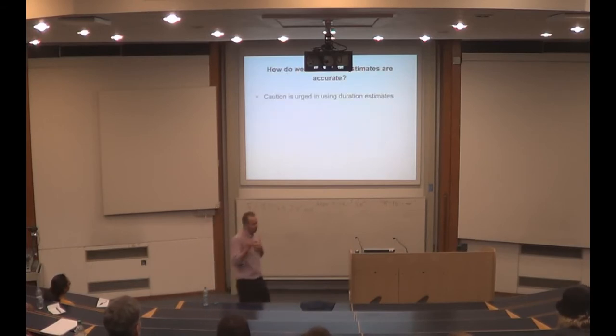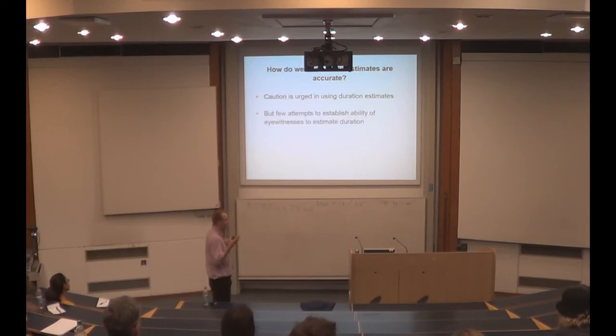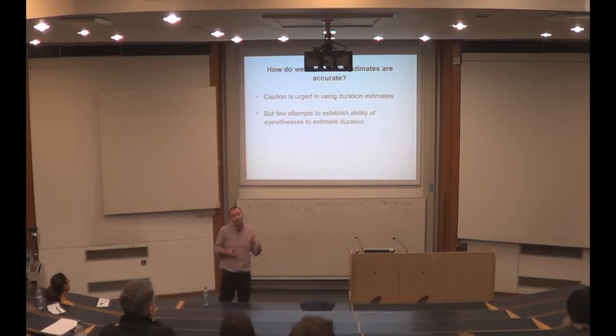Now, we've known for many years that eyewitnesses might be quite poor at giving you a good duration estimate. Okay? And so researchers have always urged caution in using these estimates. But what we haven't done is attempt to establish how accurate eyewitnesses actually might be at providing duration estimates. There have been a few studies in this field that I'd be happy to talk about at the end, but they're not focusing on individuals. They're just focusing on adding variables to duration estimation and measuring the impact of those variables.